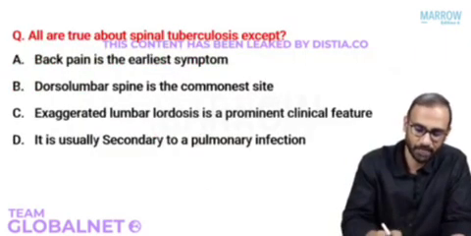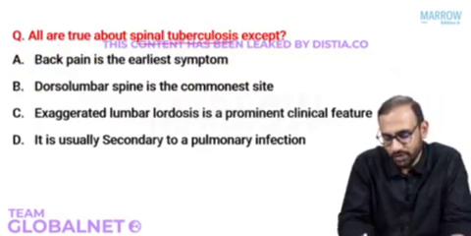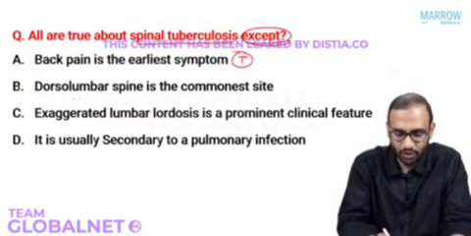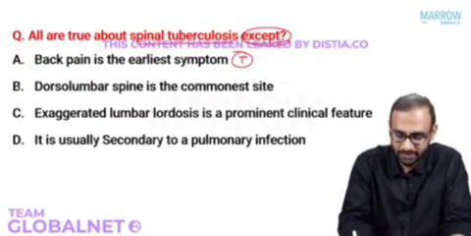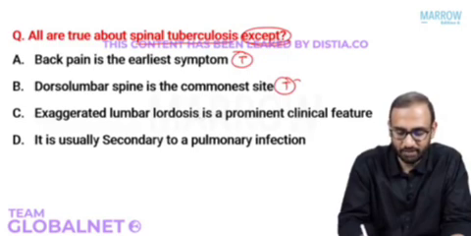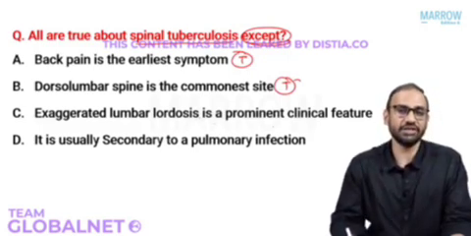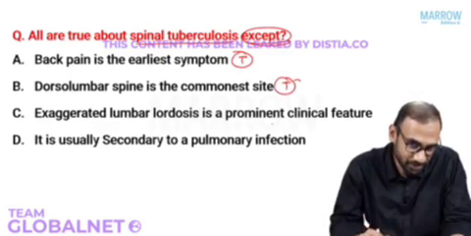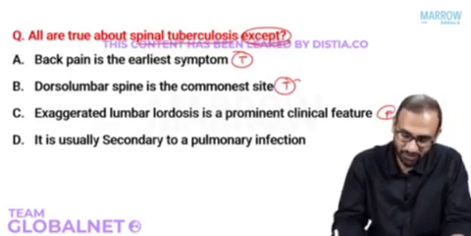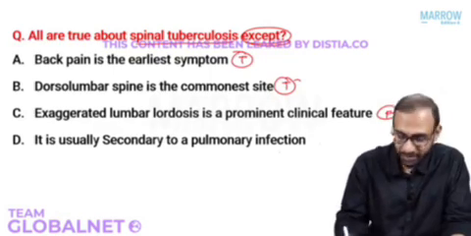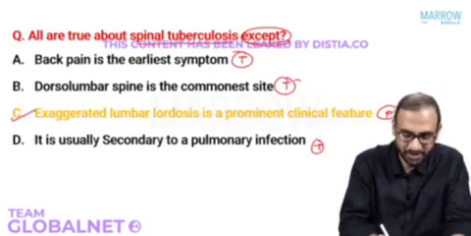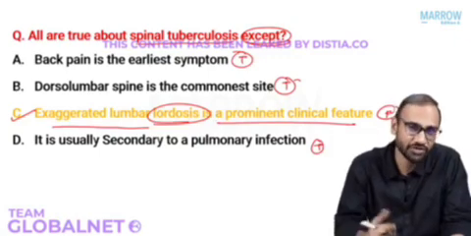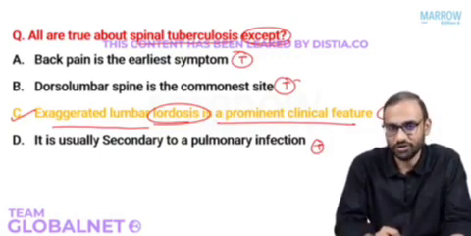We know this. All are true about spinal tuberculosis except back pain is the earliest symptom. Yes. Dorsolumbar spine is the commonest site. Yes. Exaggerated lumbar lordosis is a prominent clinical feature. Is it exaggerated lumbar lordosis or loss of lumbar lordosis because of vertebral compression? It is loss of lumbar lordosis. So this is a false statement. It is usually secondary to pulmonary infection. Yes, this is true. So the answer here is C. Exaggerated lumbar lordosis is not a prominent clinical feature. In fact, it is a loss of lumbar lordosis.